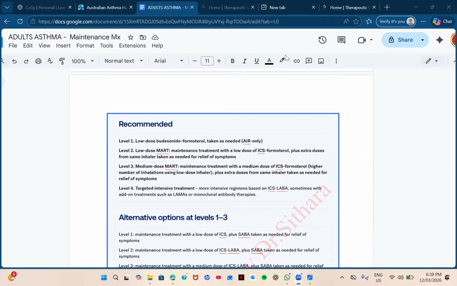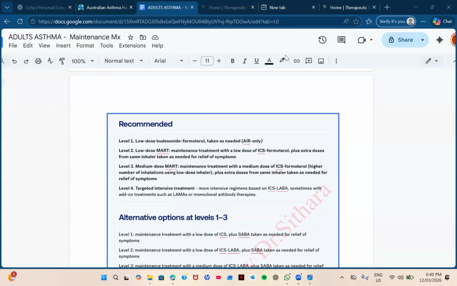Okay, so tell me LABA drugs. You are asking again. So what is the LABA drug? I'm going to ask the drug names, so you have to tell me. Tell me SABA examples. Salbutamol, terbutaline, right? Then SAMA. What are the SAMA drugs? Short-acting muscarinic antagonist, ipratropium bromide.